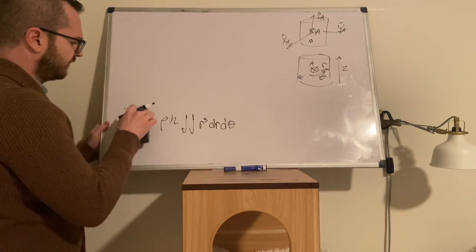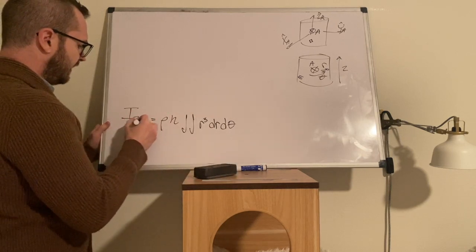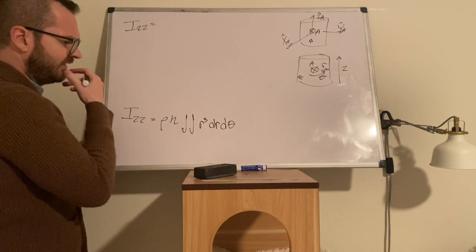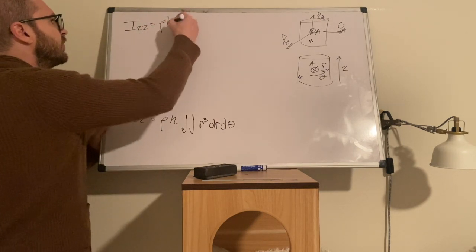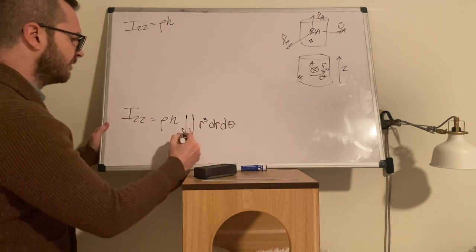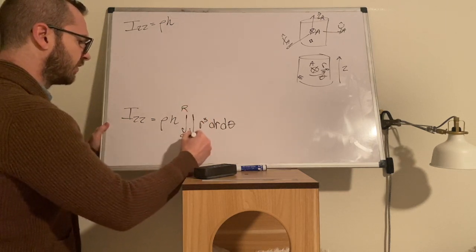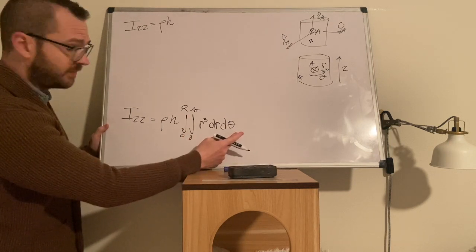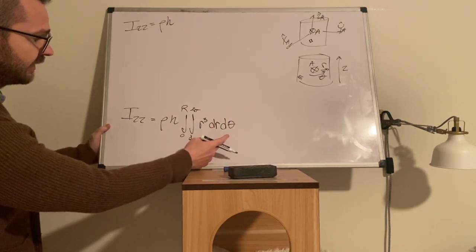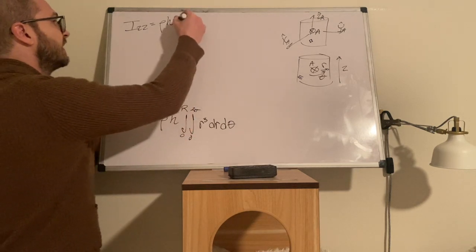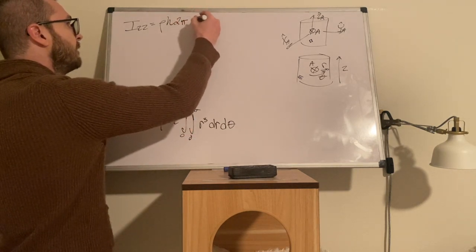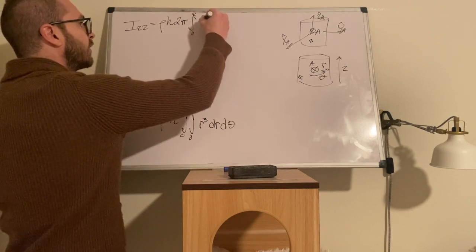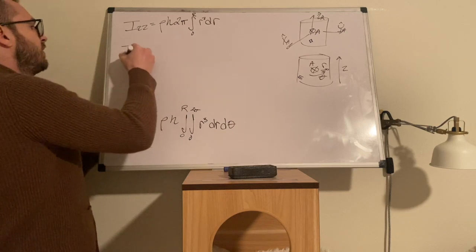Oh, I wrote IXX, gosh. IZZ, there we go. Okay, so IZZ, density multiplied by h. Next, the bounds are 0 and capital R, 0 and 2 pi. Let's do the integral with respect to theta. So that's going to give us a single theta from 0 to 2 pi, so that's going to give us 2 pi. And here is the last integral, 0 to R of r cubed dr.